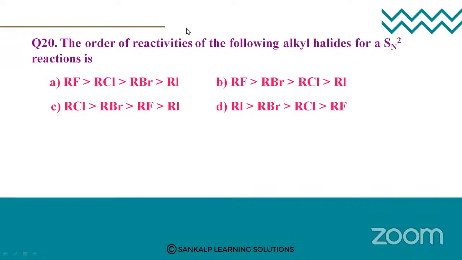So we'll solve some MCQs based on this. The order of reactivity of the following alkyl halides for an SN2 reaction is: A, RF is greater than RCl is greater than RBr is greater than RI. B, RF is greater than RBr is greater than RCl is greater than RI. C, RCl is greater than RBr is greater than RF is greater than RI. And D, RI is greater than RBr is greater than RCl is greater than RF. What will be the order of reactivities?